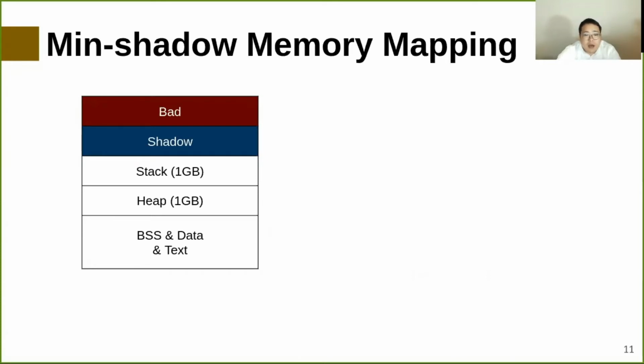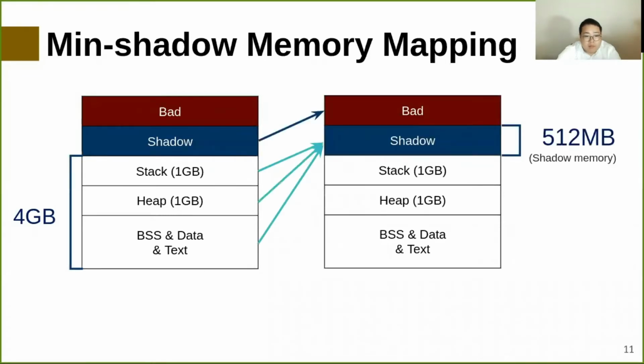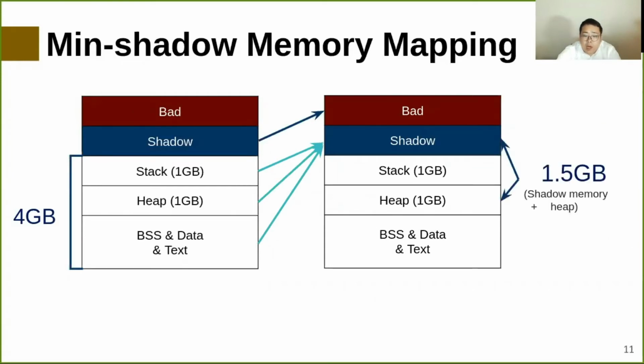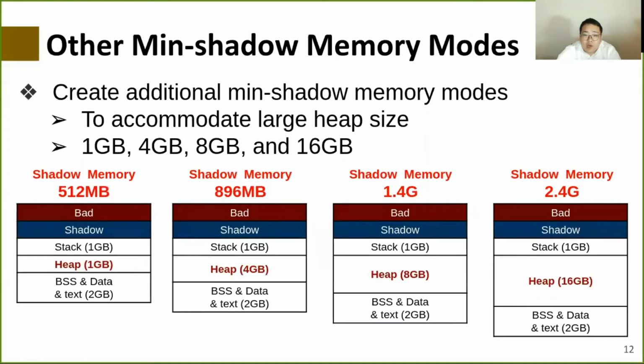For example, if we shrink the target application's memory space to 4 gigabytes, we only need to maintain around 500 megabytes of shadow memory. So even with the heap, we only need to reserve 1.5 gigs of space. Therefore, compared to Address Sanitizer, we reserve significantly less memory space. Additionally, each program has a different heap memory requirement. To support this, we created different mean shadow modes, which have different heap memory sizes.